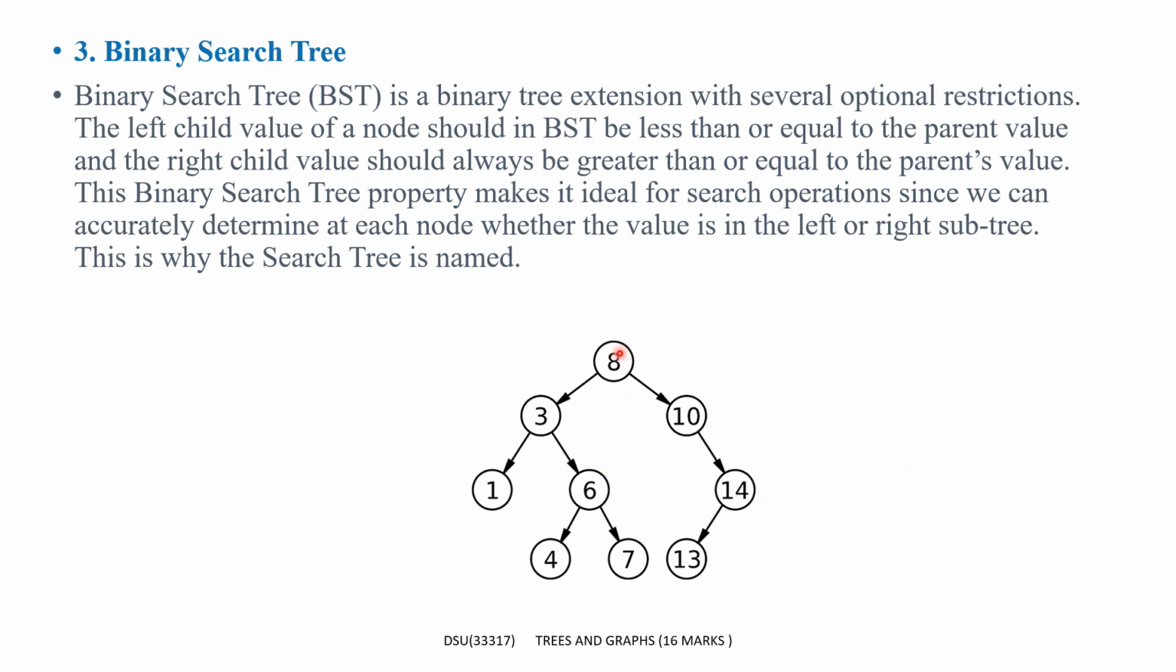See here, this is the binary search tree. Root node is 8. These values are less than the root node and these values are greater than the root node. Left side values are less than the root node value and right side values are greater than the root node value. That is, the right subtree has greater values and the left subtree has lesser values than the root.